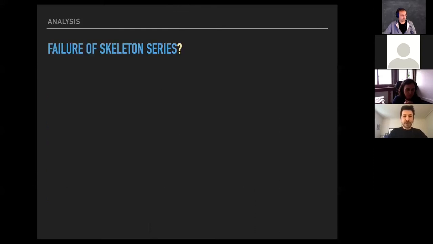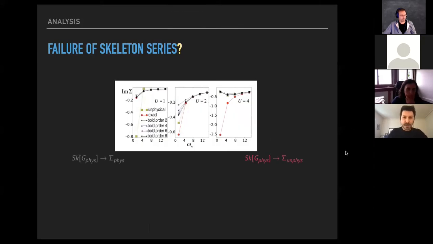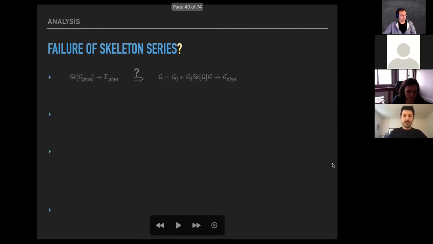And now I want to stress a bit this. Is it really a failure of the skeleton series? So what they showed here was, again, calculating the skeleton series at the exact G that they knew from other sources. And they found out that when the G is in a weakly correlated state, the convergence works as you expected, it gives you the correct self-energy, but otherwise it doesn't. From this, it is tacitly assumed that you cannot use the skeleton series to calculate G in the strong coupling regime. But is this always true?